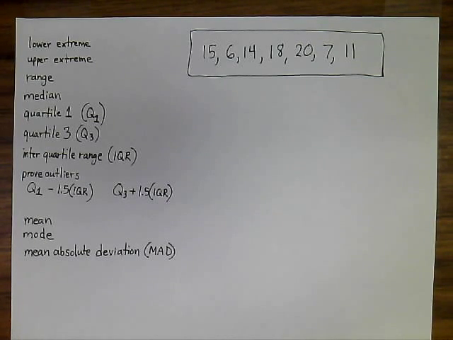Unit 9 is based on statistics, including mean, median, mode, range, interquartile range, outliers, and mean absolute deviation. There's a lot of new vocabulary in this unit we're going to be focusing on. You can see them on the screen here. And by the end of this video, we will teach you how to find all the different parts using this data set. We're going to start with talking about the extremes.